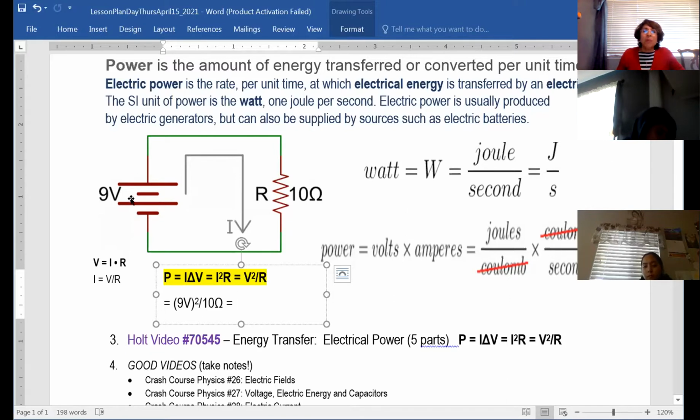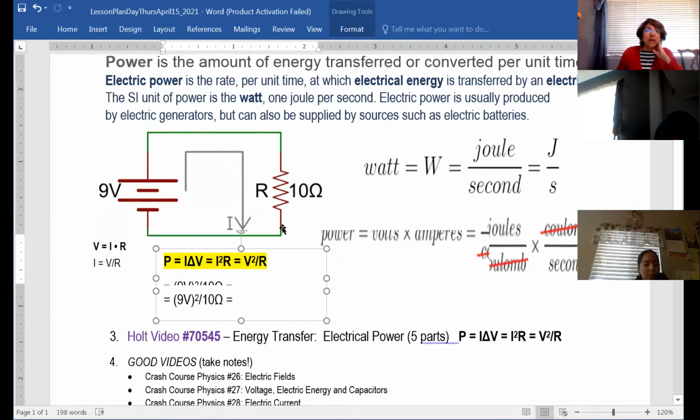So I have a 9-volt battery connected in parallel to a 10 ohm resistor. And I say parallel because they both share 2 nodes. This side of the resistor is shared with this side of the battery. This side of the battery, the negative terminal, is shared with this side of the resistor. Okay, they're in parallel.